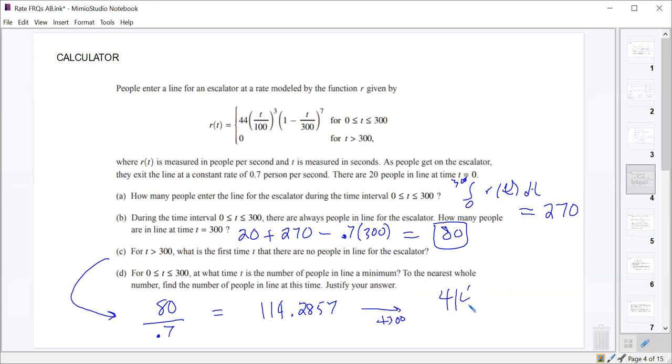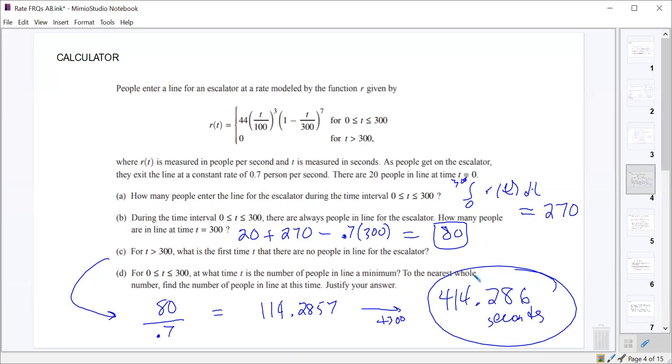Gives us 414.286 if we round, seconds. Good or no? Feeling better about the escalator problem already? Yeah, not bad. You still don't like part D?